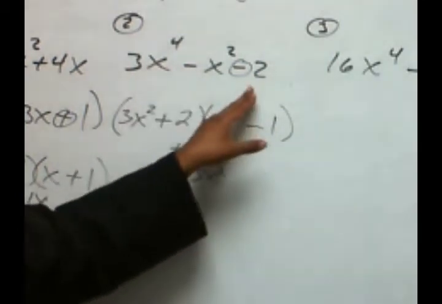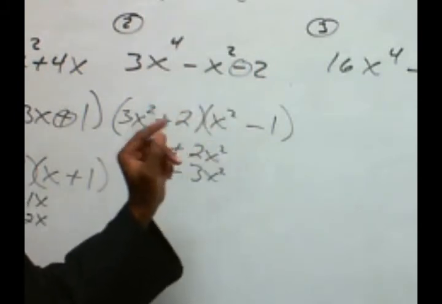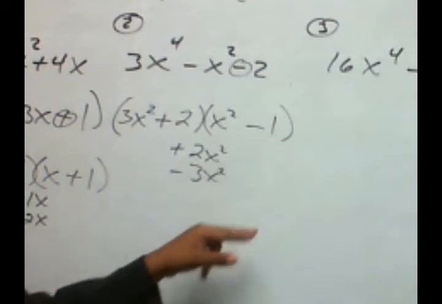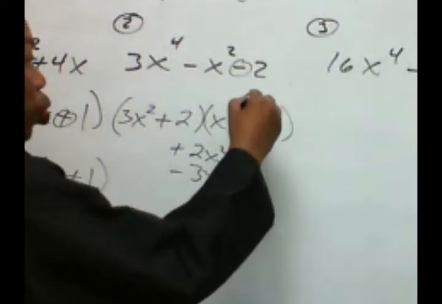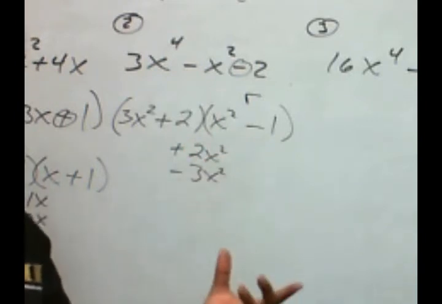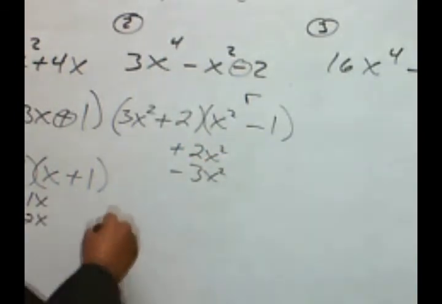So this trinomial used to be 2 binomials. But this binomial right here is a difference of 2 squares. Again, I can use a square root on both terms. Therefore, this binomial used to be 2 binomials before multiplication.